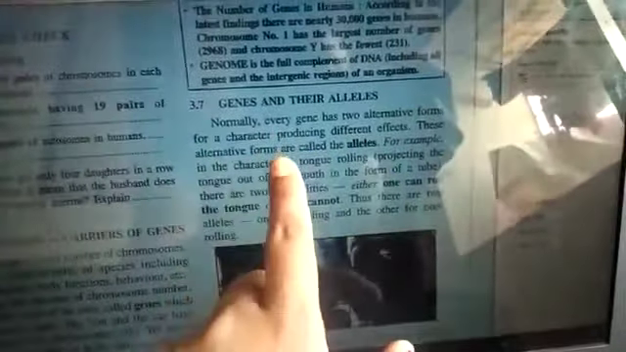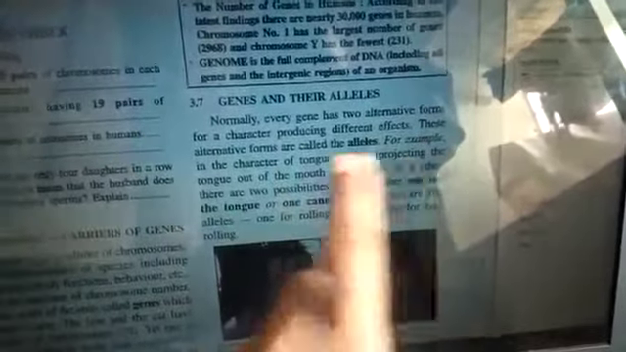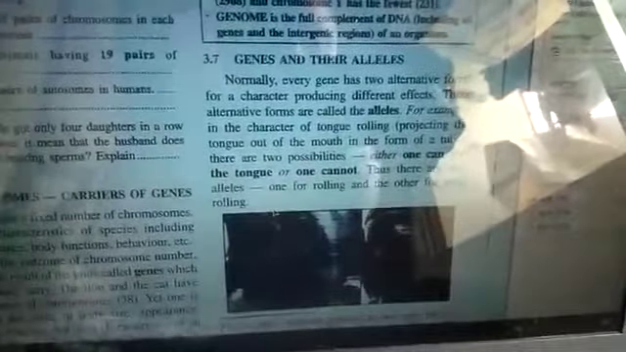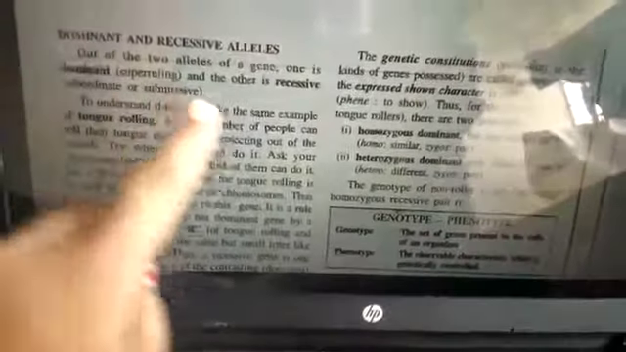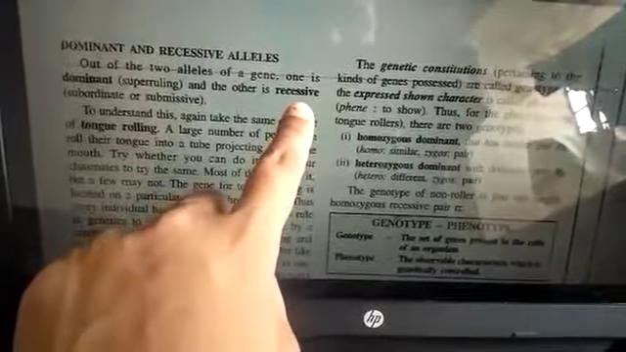Similarly, alleles. For example, the character of tongue rolling, projecting out. When you move your tongue outside, it either rolls or it cannot. These are the two types of allele characteristics. Some people can do it, some cannot. The one which is expressive is called dominant, and the one which is not is called recessive.